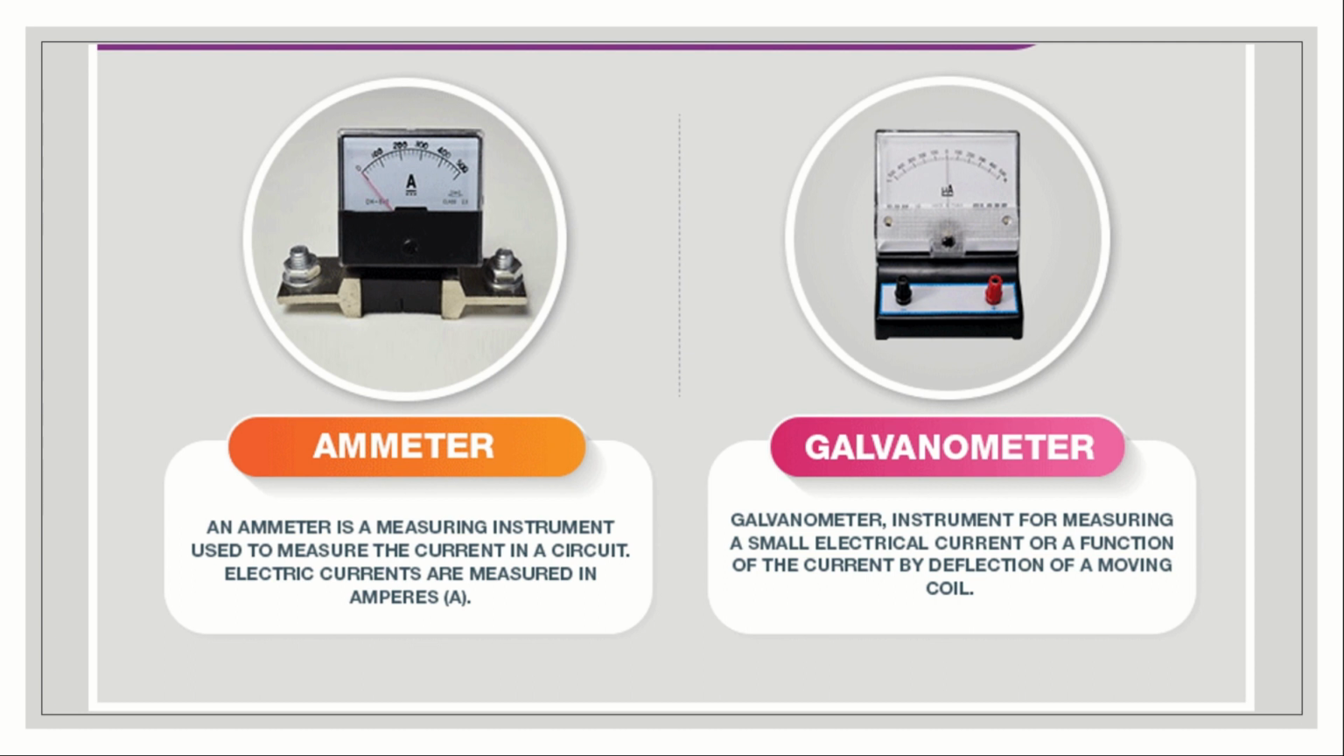So if in a circuit there is a presence of current or not is detected by galvanometer, and what amount of current is there in a circuit is detected by ammeter. So this is the basic difference between ammeter and galvanometer. If the current is present or not is calculated by galvanometer and the amount of current is calculated by ammeter. I hope you understood the difference.